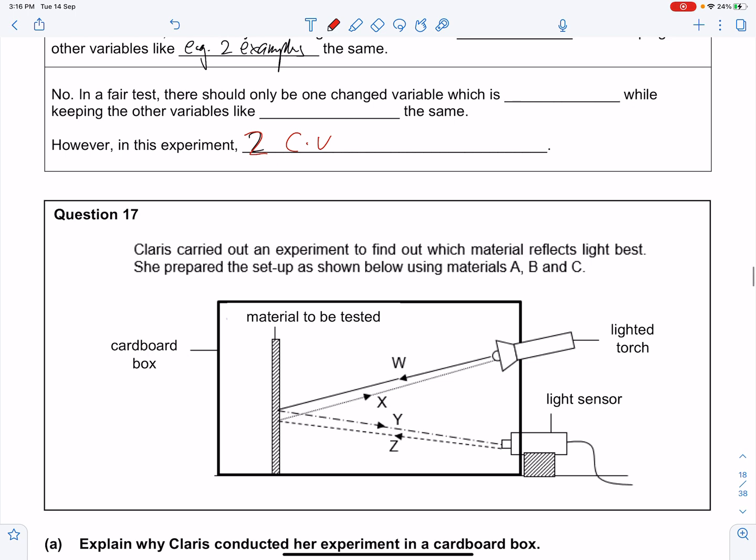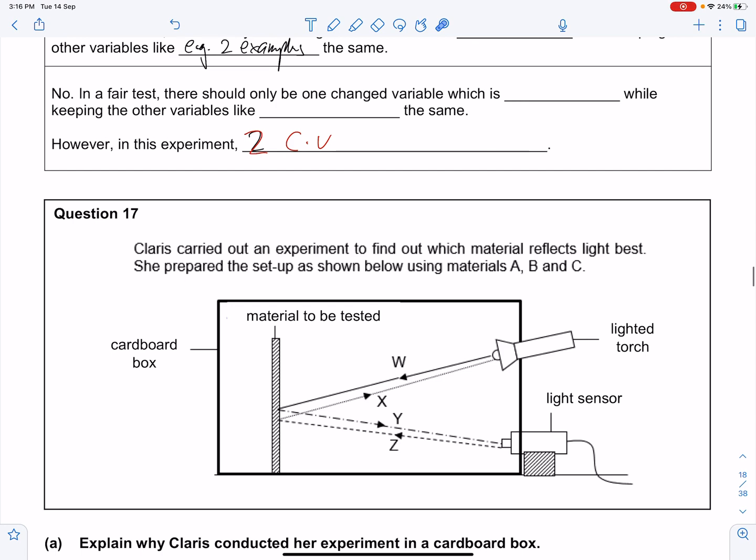So let's take a look at this question. Clarice carried out an experiment to find out which material reflects light best. She prepared the setup as shown below using A, B, C. Explain why Clarice conducted her experiment in a cardboard box. So in this case, it is actually a fair test question. In a fair test, you're supposed to have only one change variable, which is your material. So my material is basically my change variable. The rest of the variables need to be kept constant.